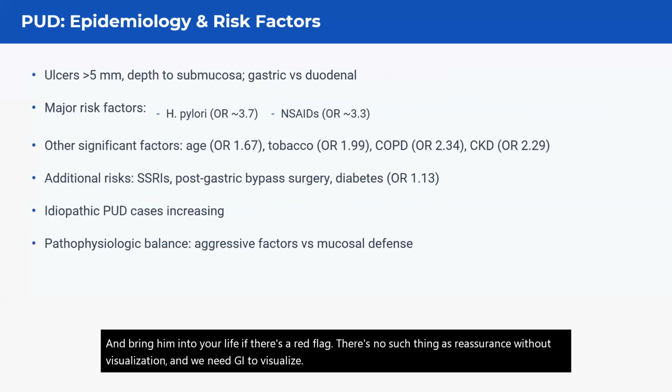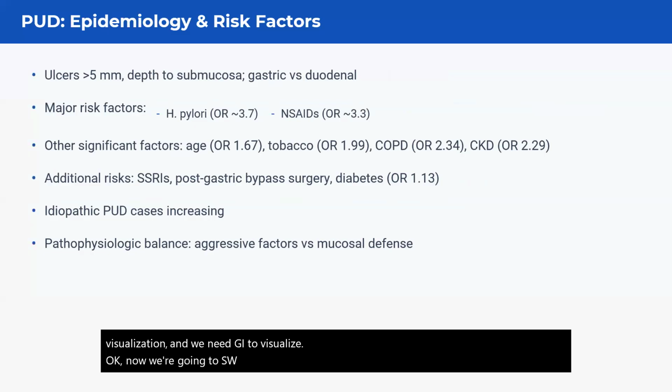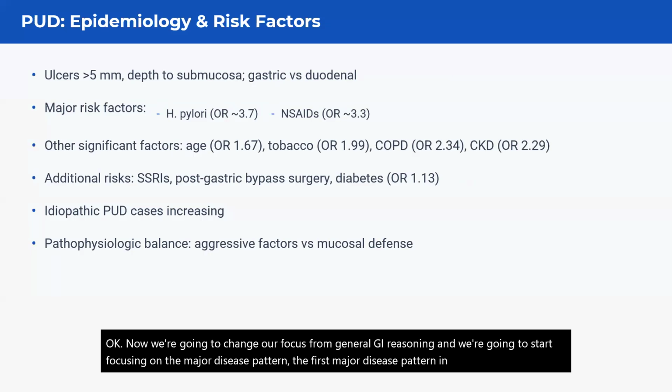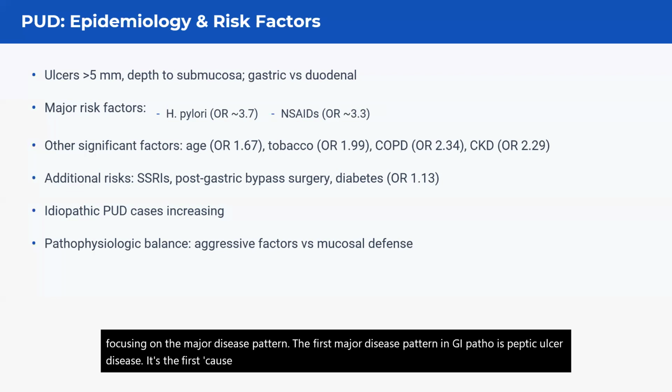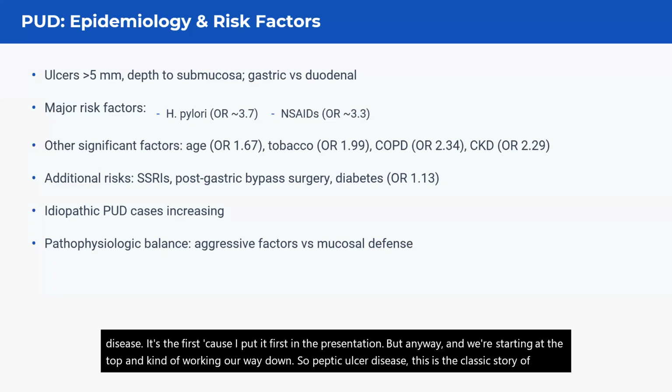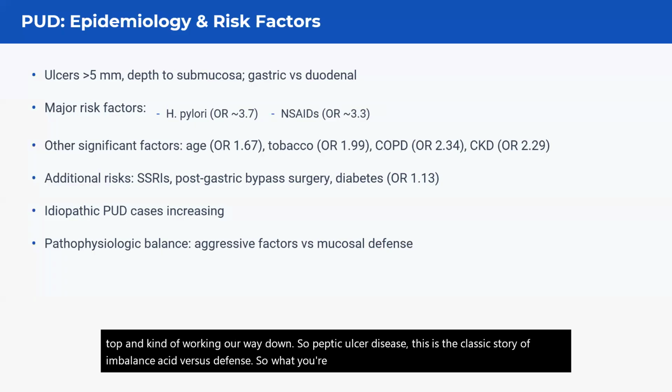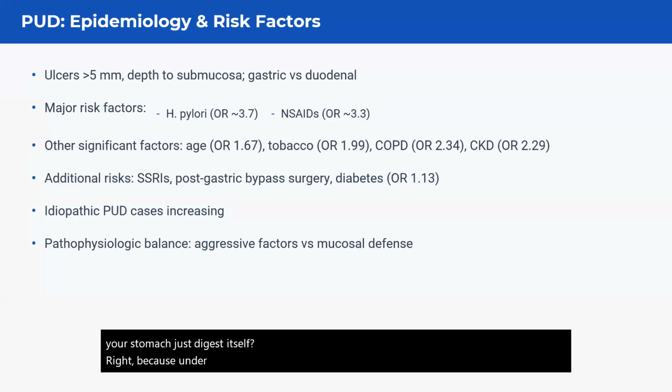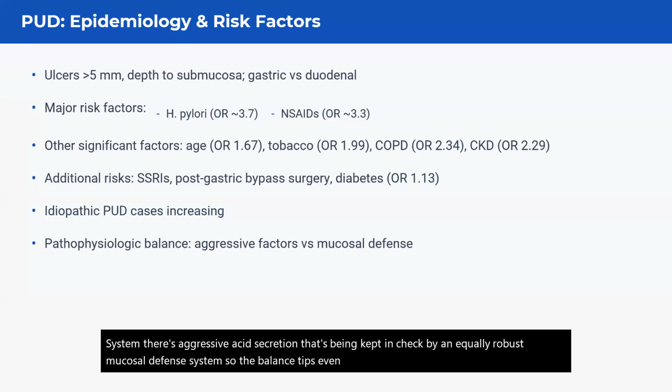Okay, now we're going to change our focus from general GI reasoning and start focusing on the major disease patterns. The first major disease pattern in GI patho is peptic ulcer disease. It's the first because I put it first in the presentation. But anyway, we're starting at the top and working our way down. So, peptic ulcer disease, this is the classic story of imbalance, acid versus defense. What you're asking yourself here is, why doesn't your stomach just digest itself? Because under normal circumstances, it's a perfectly calibrated system. There's aggressive acid secretion that's being kept in check by an equally robust mucosal defense system. So if the balance tips even by a few degrees, now you have pathology.